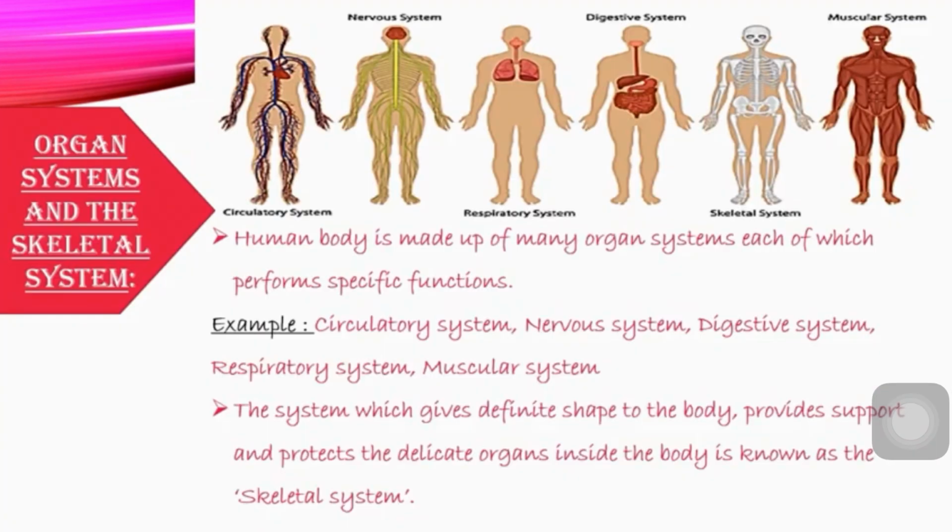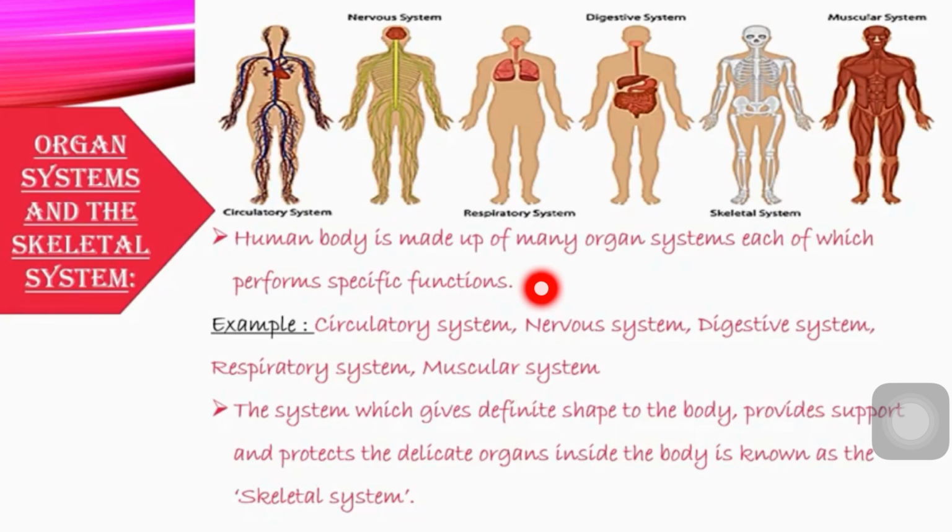Students, let us start with organ systems and the skeletal system. The human body is made up of many organ systems, each of which performs specific functions. Students, you all know that our body is made up of many organs, and each organ has a specific function. Organs are your liver, lungs, heart, intestines. These all are organs and they have their own function to keep us alive.